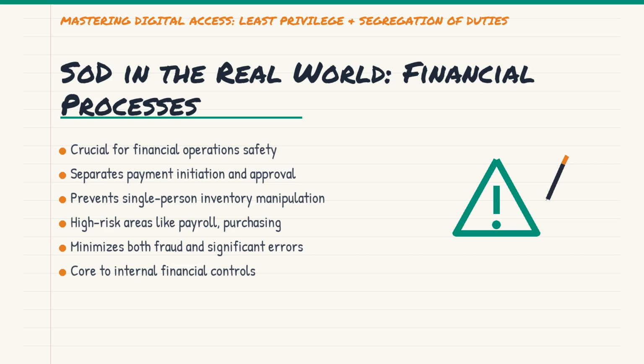A strong SOD policy might dictate that the person who initiates a payment request cannot be the same person who authorizes it. Or, the person who records inventory cannot also be the person who writes off damaged goods. This separation minimizes the chance of a single individual manipulating the system for personal gain or simply making a significant, costly error that goes unchecked.